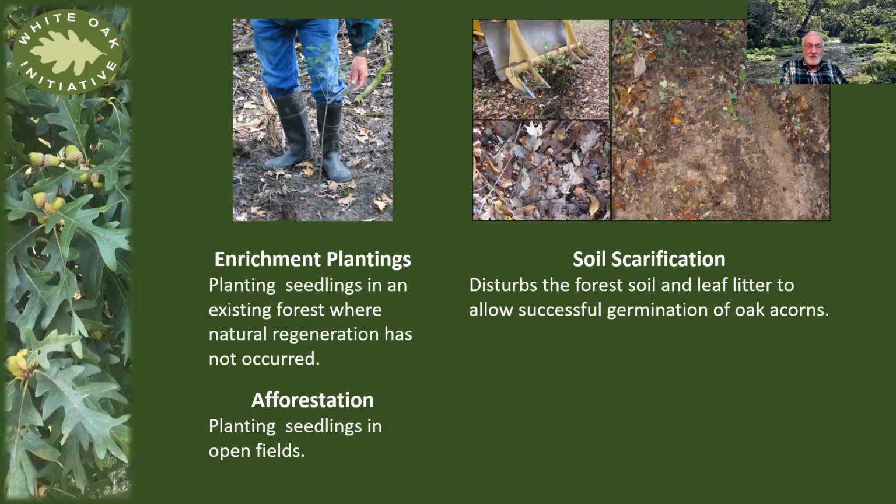Soil scarification, disturbing the forest soil and leaf litter to allow successful germination. That leaf litter is kind of important for providing an insulating blanket to particularly our white oaks, because they germinate in the fall. So they've got to have a little blanket, if you will, for our harsh winter. But because we've excluded fire, and you'll hear more about that later on, that leaf litter might be too deep for that germinating seed to get down and make good soil contact. Different things of that nature.